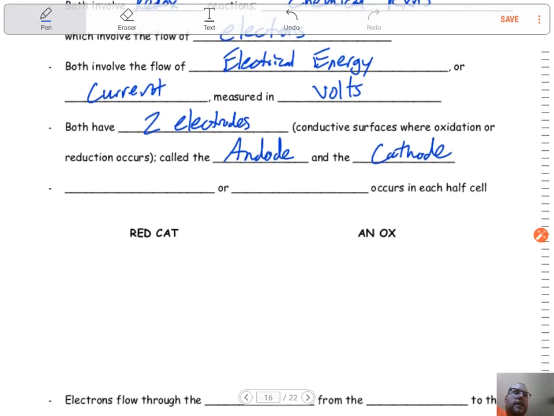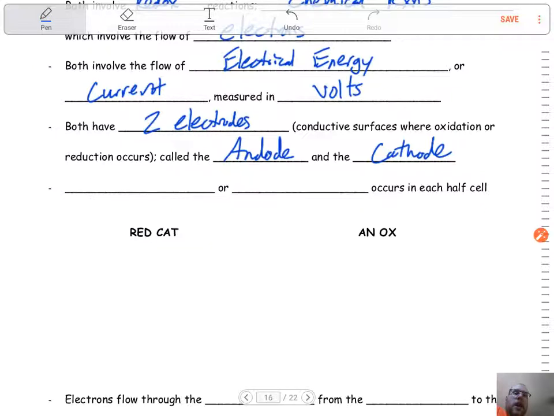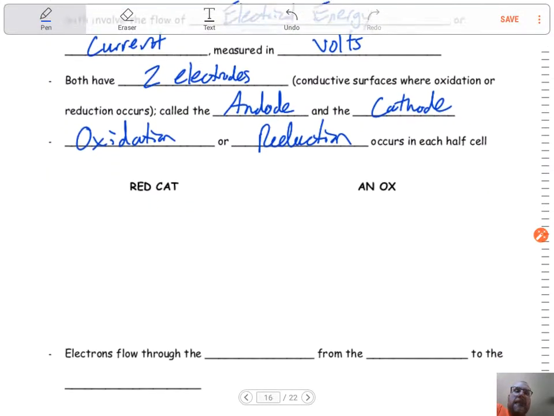Within these cells, there's what's called a half cell. Half of the reaction is where the anode is, and the other half is where the cathode is. We'll talk about what's happening at those in terms of oxidation and reduction. This is why we have to learn how to write those half reactions, to be able to apply them to these cells. Oxidation or reduction occurs in each half cell.